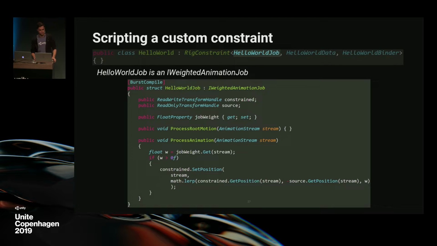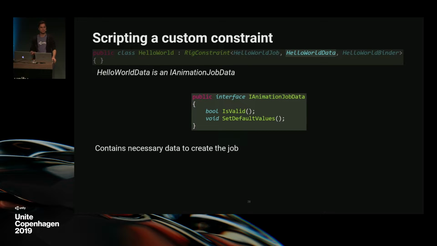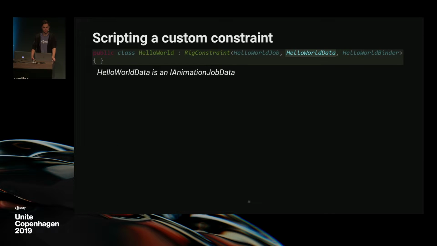And just like any other job, we can further optimize its execution using Burst at the very top of the code. So now we have our job. The next step is to define our data. In order to do this, we need to implement the IAnimationJobData interface. This interface has two functions. The first function returns a Boolean to notify us whether the data is valid to build an animation job. And the second function resets the data back to the default values. So let's have a look at what the implementation looks like.